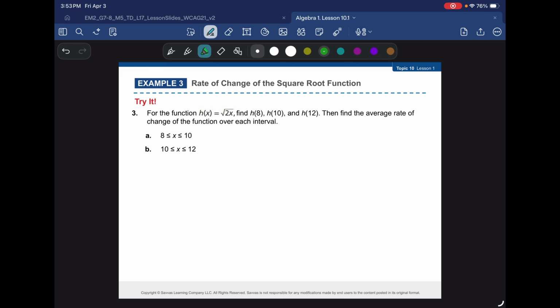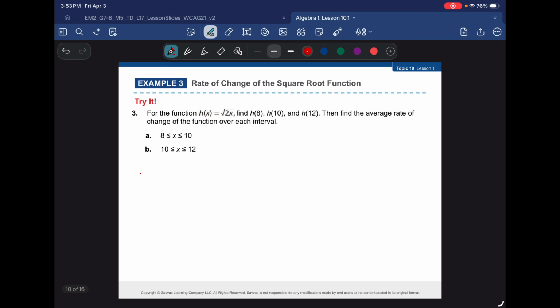Let's look at the try it section. For the function h of x equals the square root of 2 times x, find h of 8, h of 10, and h of 12, and then find the average rate of change. So we need to do a couple things, just like we did in that previous example. We need to first evaluate the outputs, and then we're going to use the slope formula to calculate the average rate of change between those points.